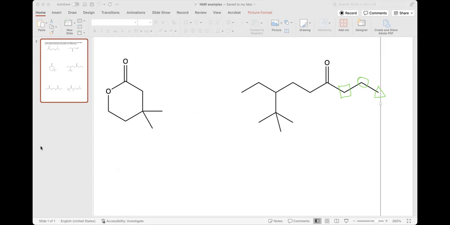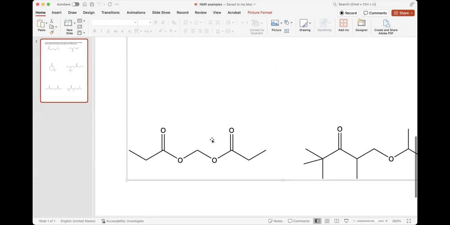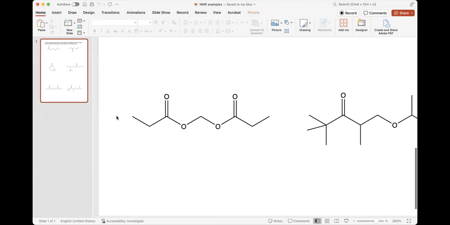Okay, well then let me clear my drawings. Let's just do one more of these. And again, not the whole thing, just one question I want to ask. If you'll tell me the bottom left one, so the one I'm circling now, how many signals would we expect in the proton NMR of this compound?